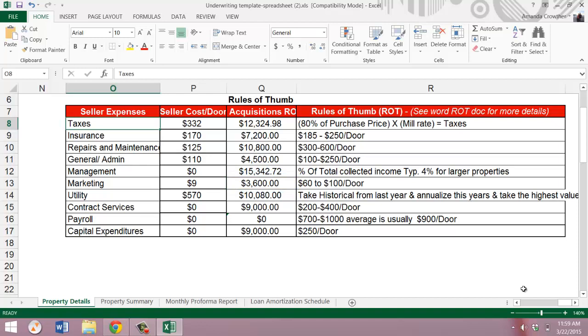Next are our utilities, which are typically one of the highest expenses a complex will have. An easy target to increase our NOI is to simply sub-meter the water, especially since in this case we are planning on renovating those units. Studies have also shown that when tenants pay their own water, the consumption is diminished by 35%. So we all win in the long run.